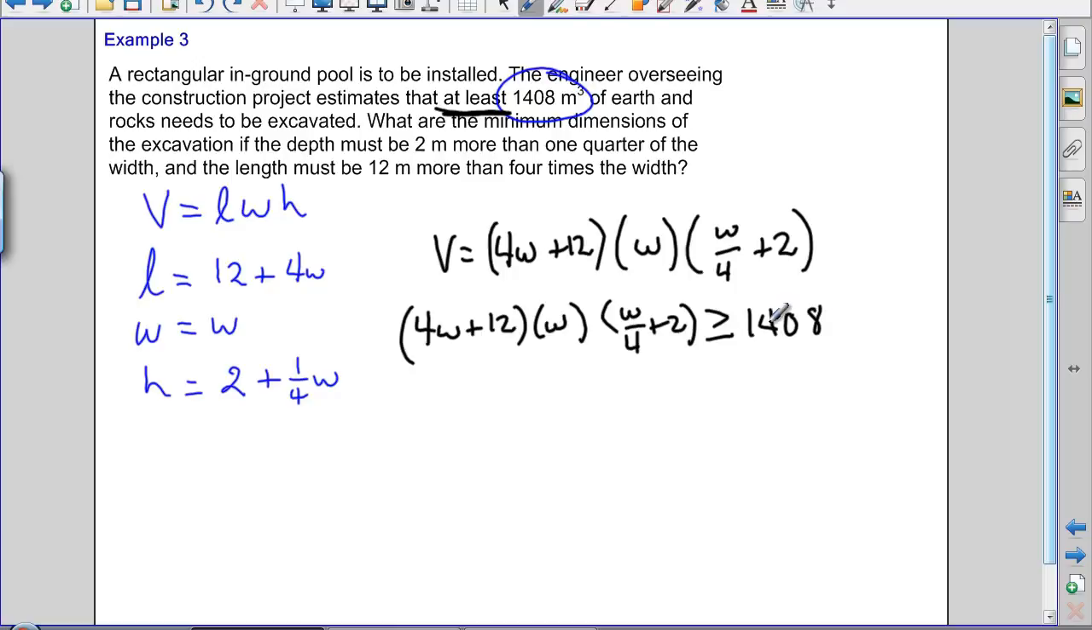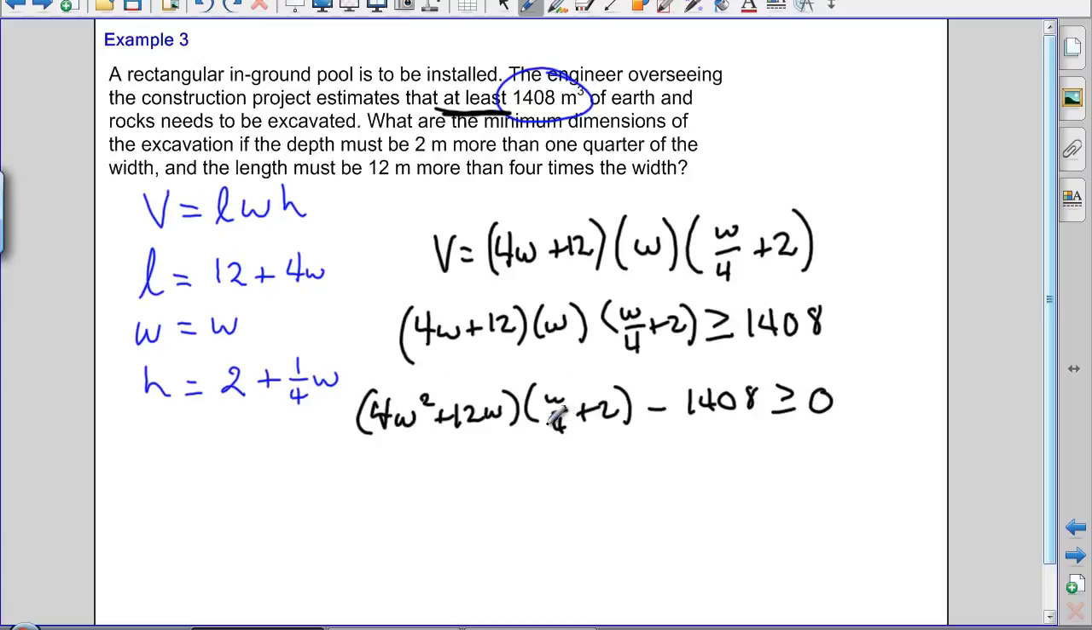We need to make this question look like one we've done before. To do that, we're going to move 1408 to the left-hand side and expand all of these together. So, as we're expanding, I'm going to work through this: 4W squared plus 12W multiplied by W over 4 plus 2, minus 1408 is greater than or equal to 0.